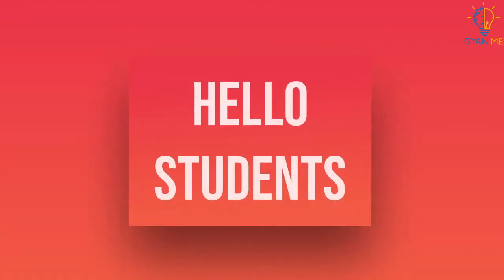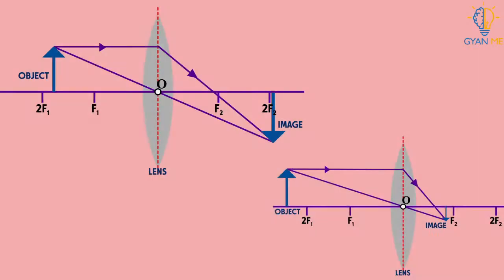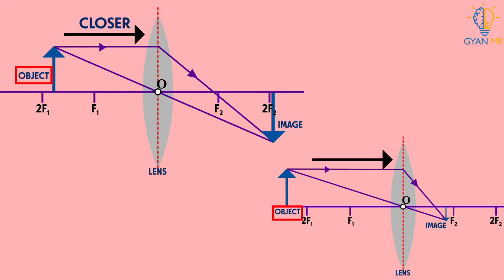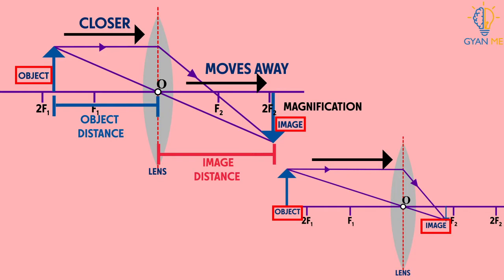Hello students, we have studied image formation by lens in our previous videos and we found that as the distance of the object from the lens changes, so does the distance of the image. As the object comes closer to the lens, the position of the image shifts away from the lens and also its size increases. That is, its magnification increases. Thus, there is a definite relationship between object distance, image distance, and magnification that happens during the refraction through lenses.